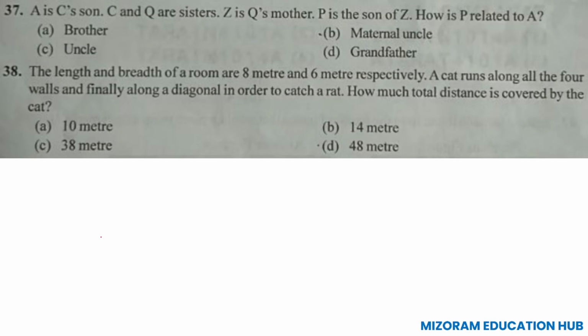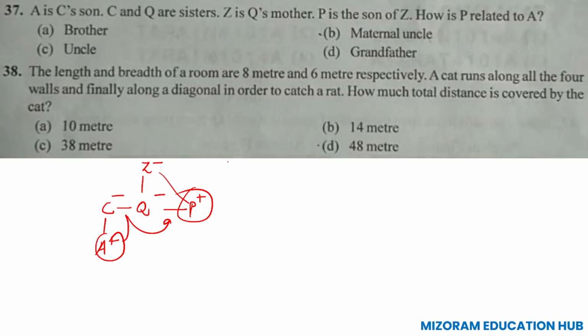Question number 37. C and Q are sisters. Z is Q's mother. P is the son of Z. How is P related to A? So maternal uncle. Option B is correct answer.